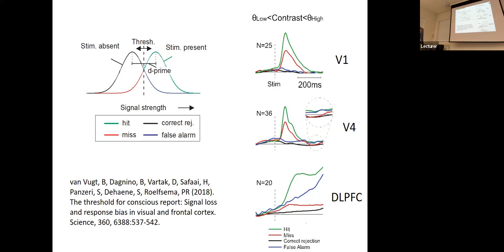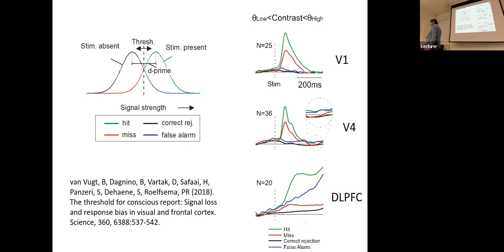Now, what they found essentially is that V1 and V4 neurons more or less reflect the physical stimulation, right? The activity is high for hit and miss trials, high for correct rejection, and for false alarm trials the activity is very low. But in DLPFC, you see a very different pattern. In the hit trials, the activity is very high, in green. In miss trials, the activity tries to go up, but it's not sustained, and eventually it dies out. When you don't show the stimulus, there's not much in correct rejection trials, in black, but in the false alarm trials, they saw this kind of growing activity, more or less to the same level as the hit trials.